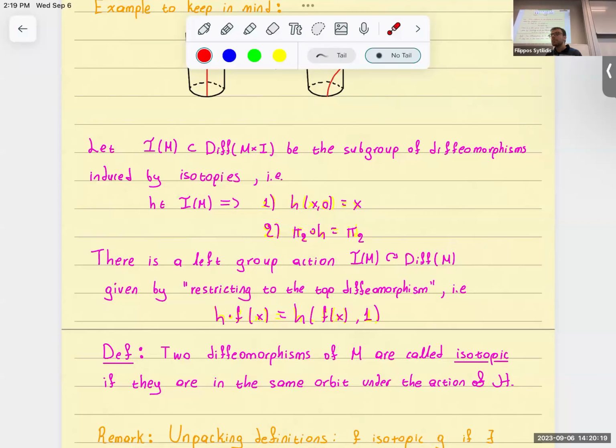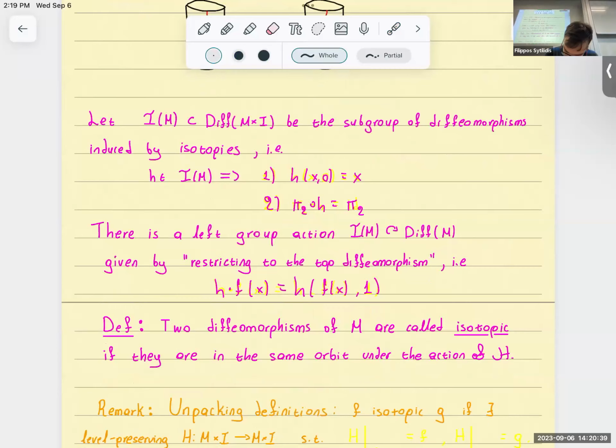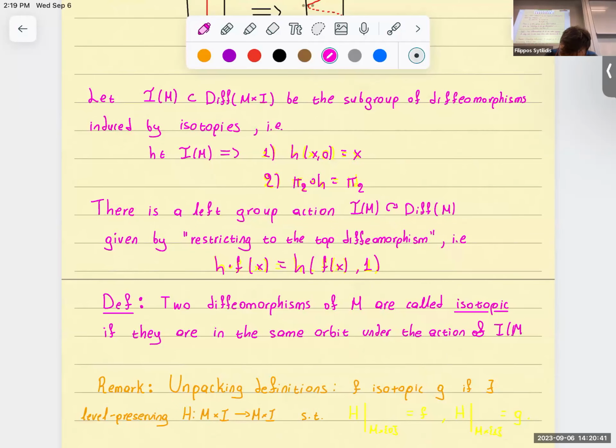Sorry, the action of what at the bottom sentence? The very last sentence, the definition at the bottom. Two diffeomorphisms are called isotopic if they're in the same orbit of the action. Oh, sorry. That's what happens when you change notation and don't update the entire document, which will most definitely happen many times. The action just defined. I used to call this H for some reason, but I think I of M is a better name.